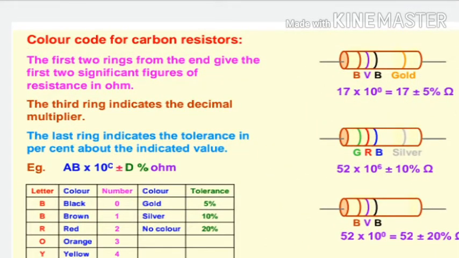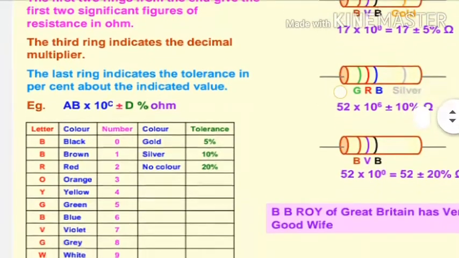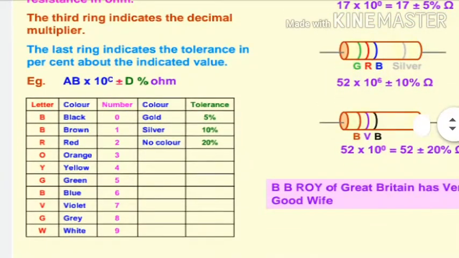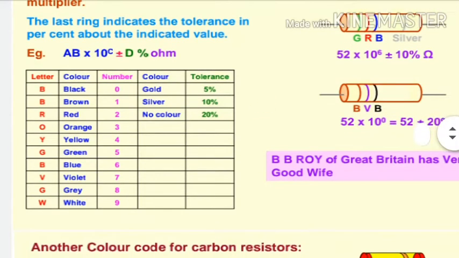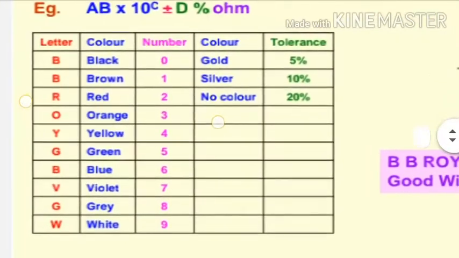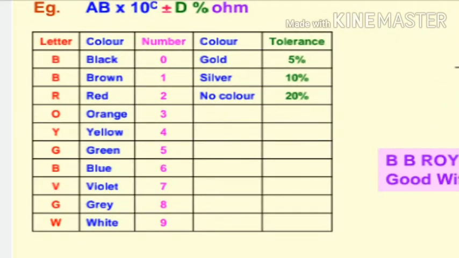So what is the phenomenon to identify the resistance of such types of resistors? First we want to see what is the value of the colors. The last ring indicates the tolerance percentage about the indicated value. Now let us first know what will be the value of all colors.